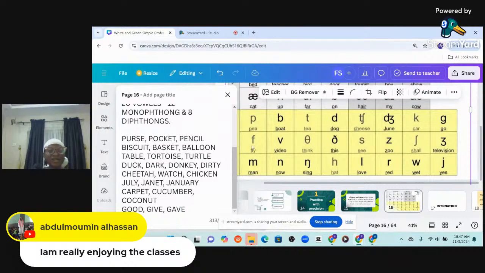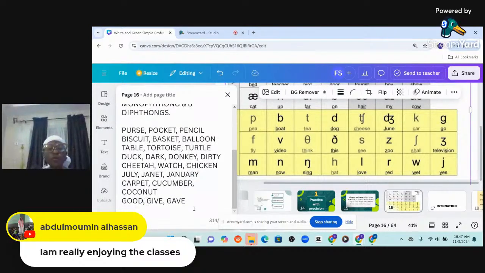So the next consonant sound that we have is F. We can have it in words like future. We can have it in photo, not "poto". We can have it in enough, not "enop". Enough. Future, photo, enough.